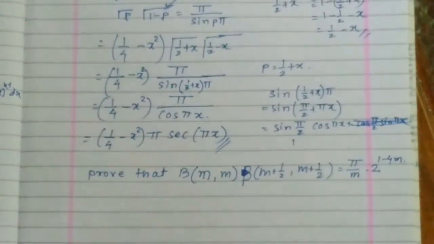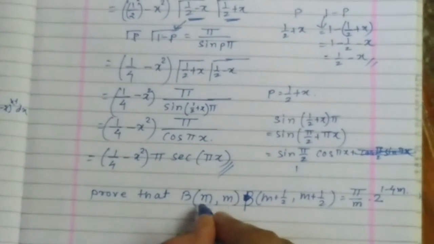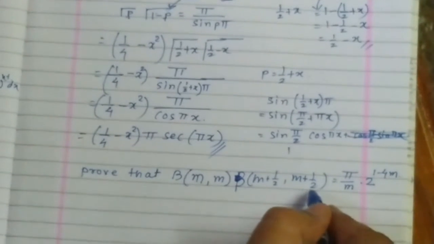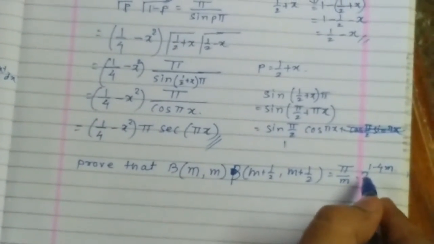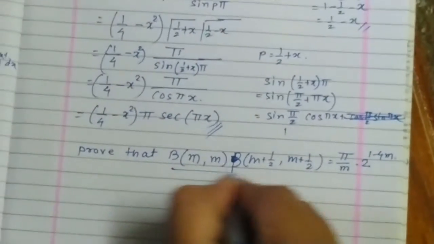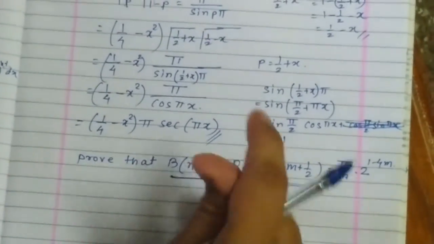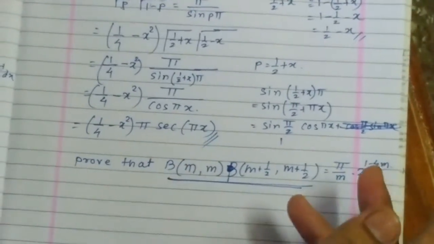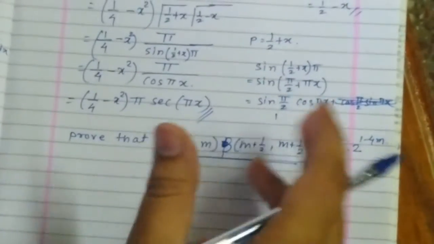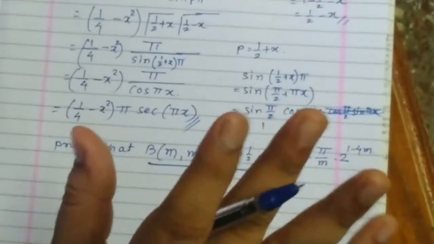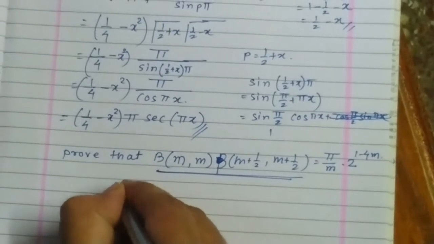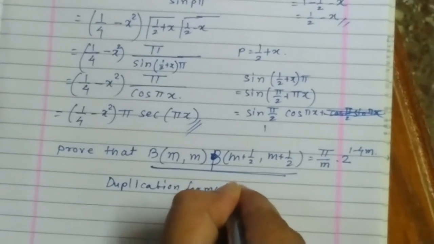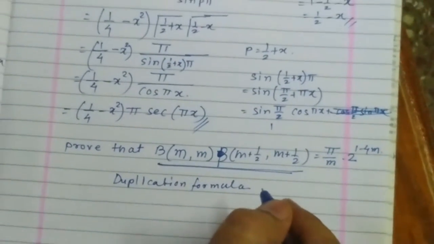I would like to give you one more question as homework. Prove that beta of (m, m) into beta of (m plus 1/2, m plus 1/2) is pi upon m into 2 raised to (1 minus 4m). Okay. So you begin with the LHS. Use the relationship between beta and gamma functions and express this beta function in terms of gamma. After expressing them in terms of gamma function, first you simplify the terms and then apply the duplication formula, and then further you can simplify your answer.